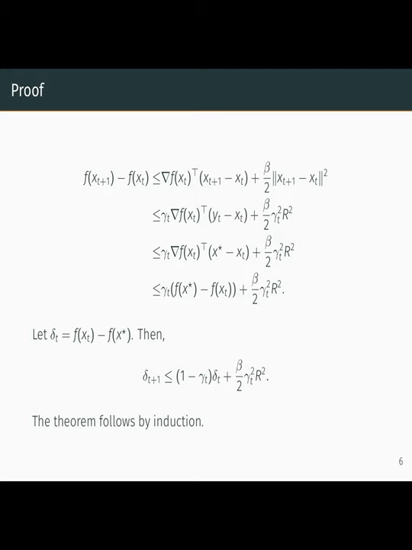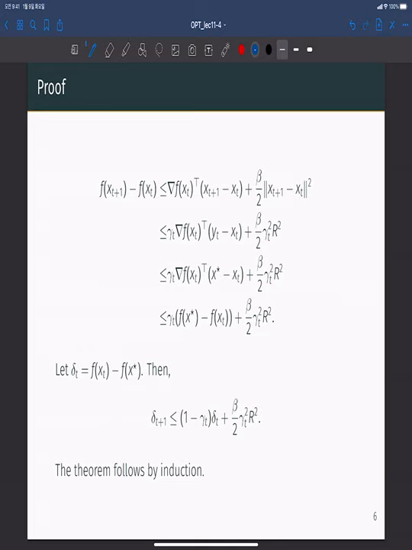What is xt plus 1? Xt plus 1 is equal to (1 minus gamma t) times xt plus gamma t times yt. So from the definition of xt plus 1 and from the convex and beta smooth property of your objective function, we can derive this inequality. The first inequality line comes from the beta smoothness. Since our objective function is a beta smooth and convex function, we have this. And the next line comes from the definition of xt plus 1.